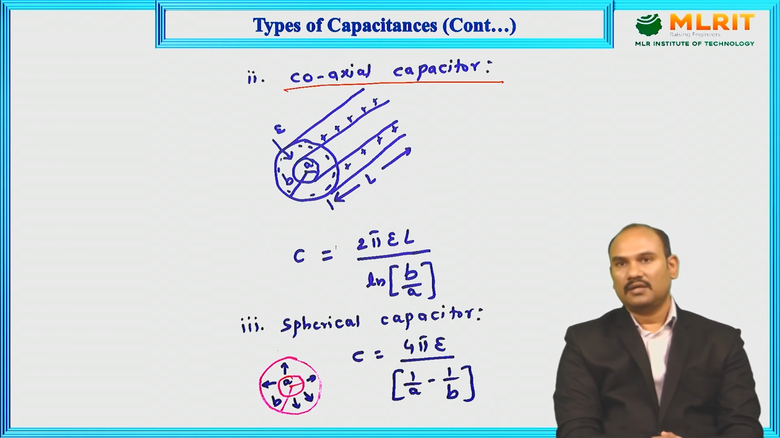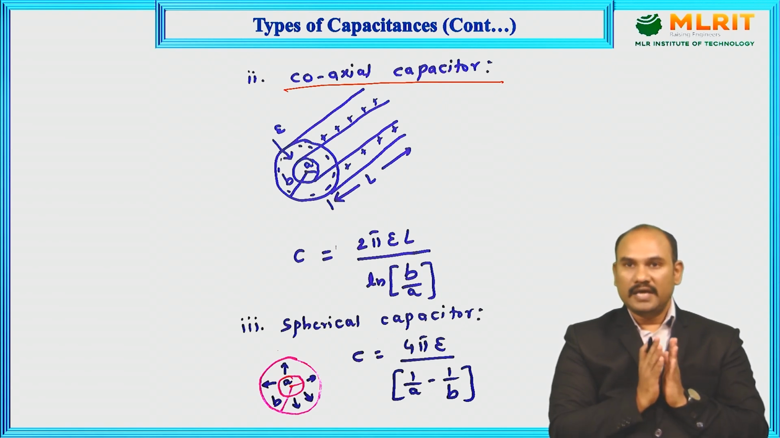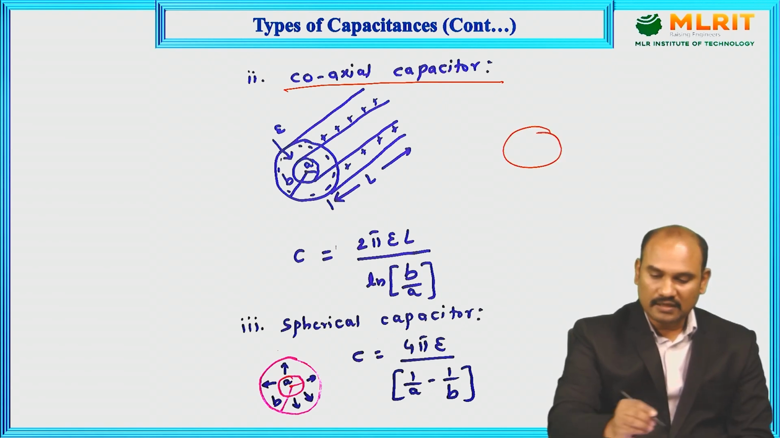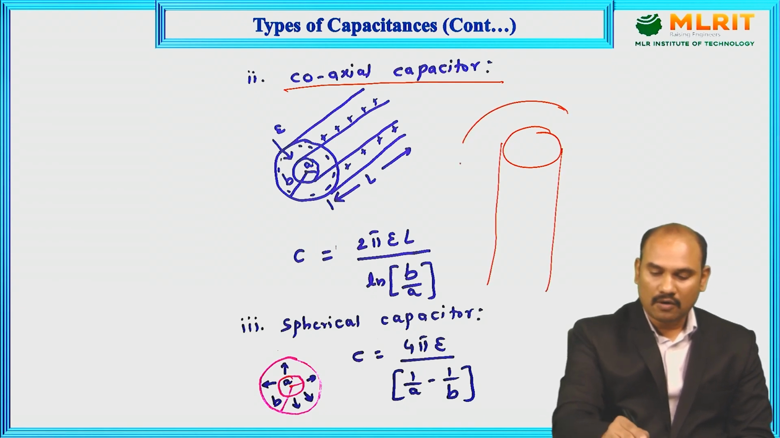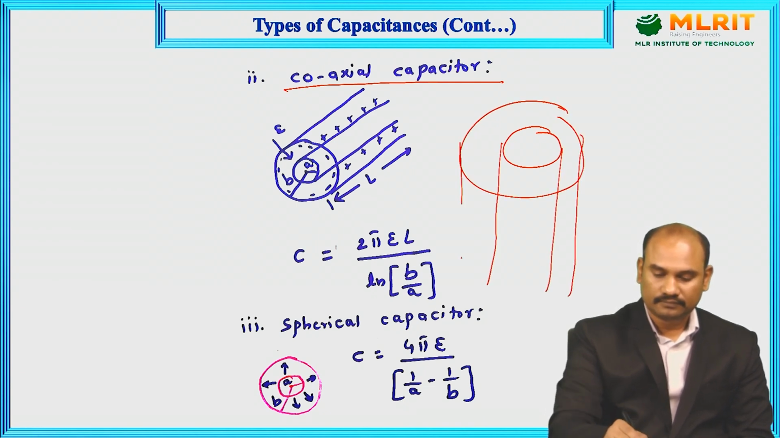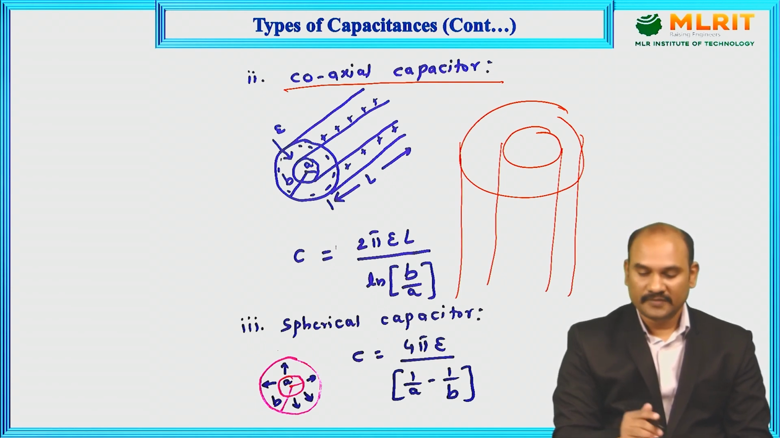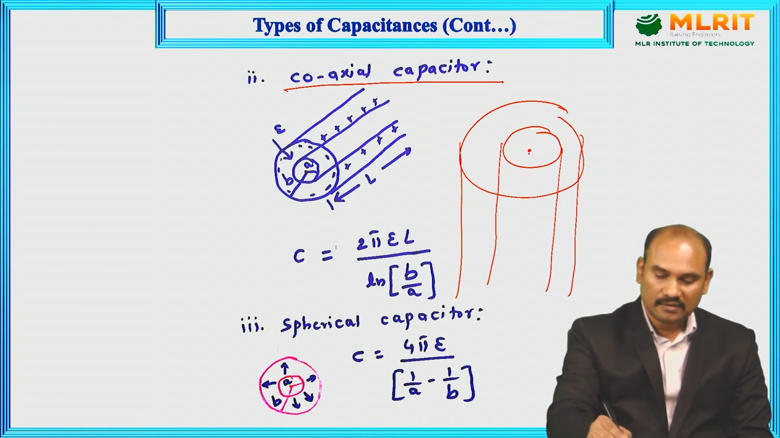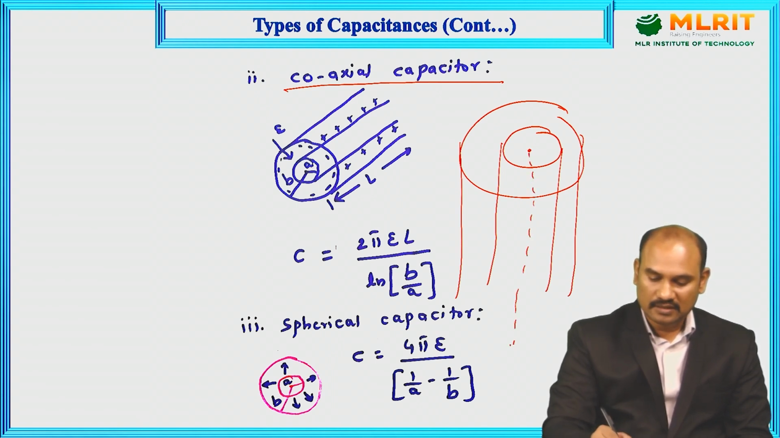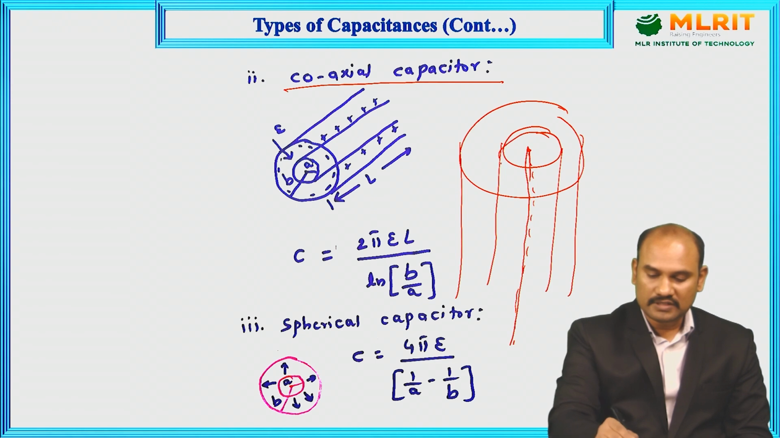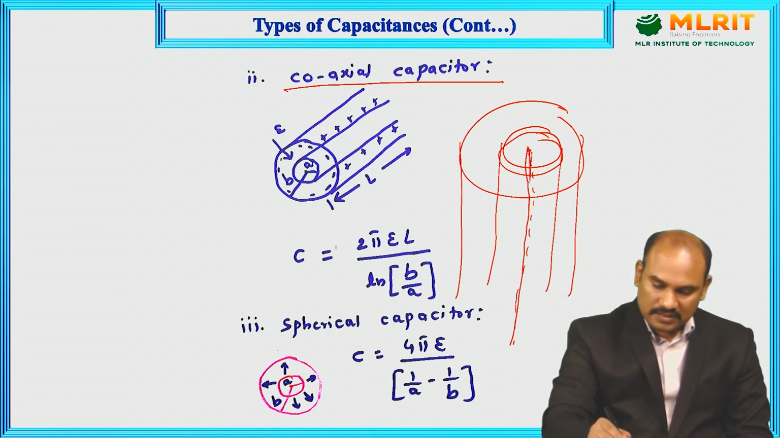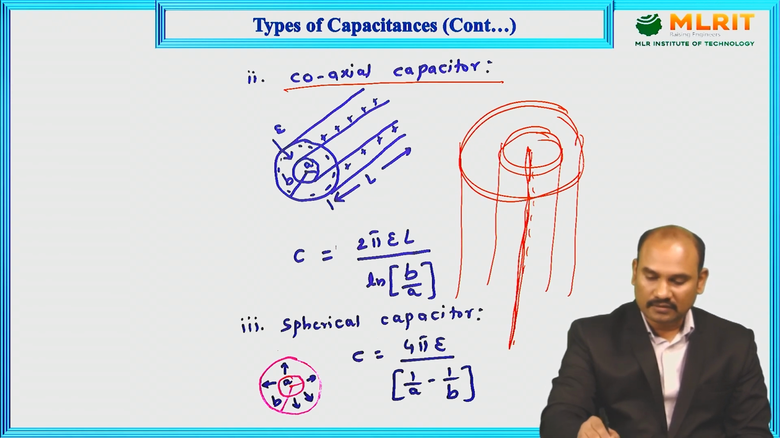First you understand coaxial. Why do you say axis? This is the inner conductor, let us say, and this is the outer conductor. For a circle we have a center. For cylinders you have an axis. Let us say the inner conductor is lying along this axis. This is the axis along which this conductor is lying. This is also the axis for the outer conductor. The outer conductor is also lying along the same axis.